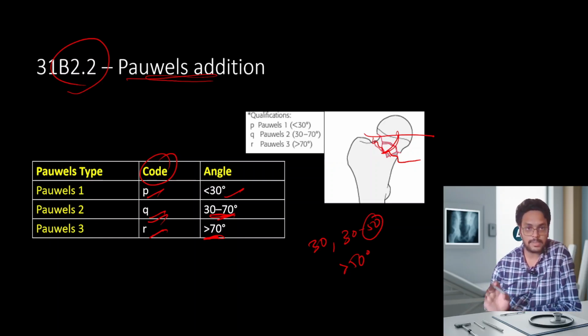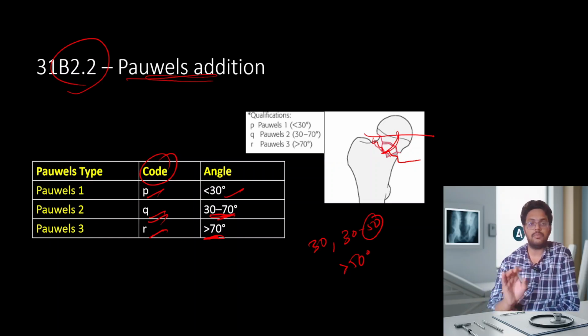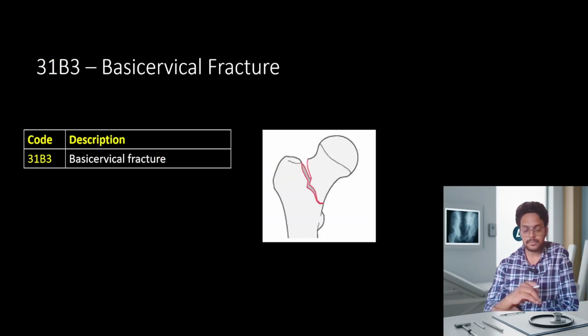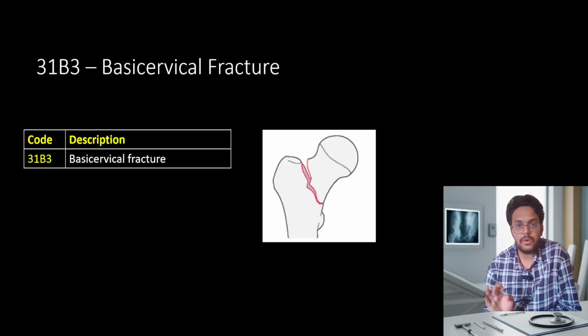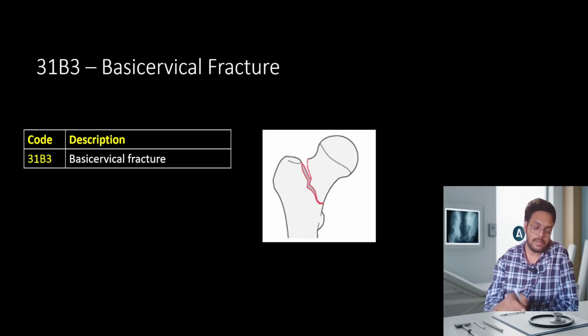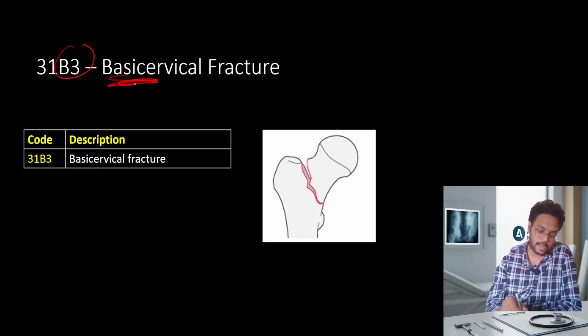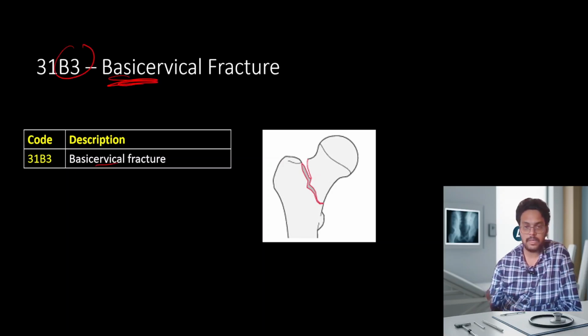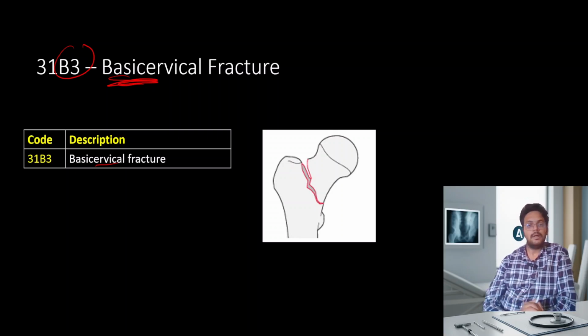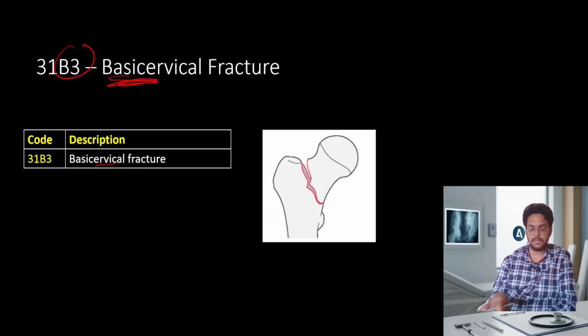Okay, it's as simple as that. It is B2.2 with the Pauwels addition given as qualifier codes P, Q and R. Simply, Pauwels classification is added. Next, B3, I told you, is simply anatomical basicervical type. A basicervical fracture is B3. Okay, now we will go into the X-rays of each of the neck of femur classifications.